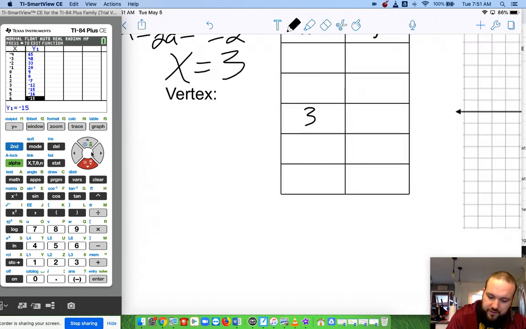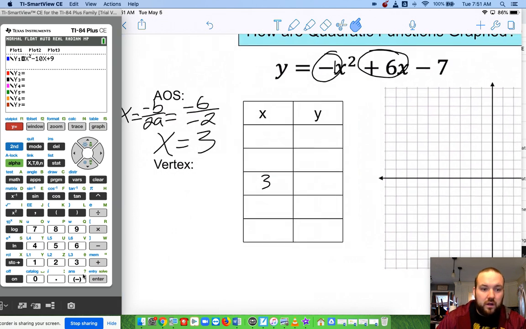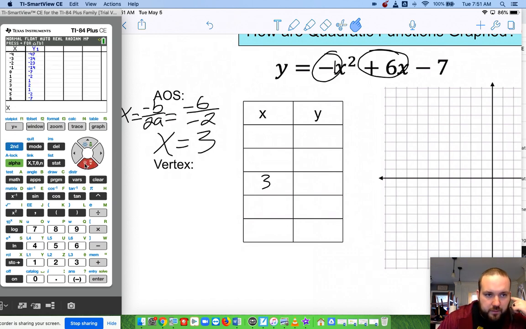Again, to find the vertex, you maybe don't even need to do this step, because if I just type the entire equation into the calculator, I'll have all the y coordinates that I need. So negative 1x squared plus 6x minus 7. Okay, so 3 is the number that I care about. So I see that the y value for that is 2.